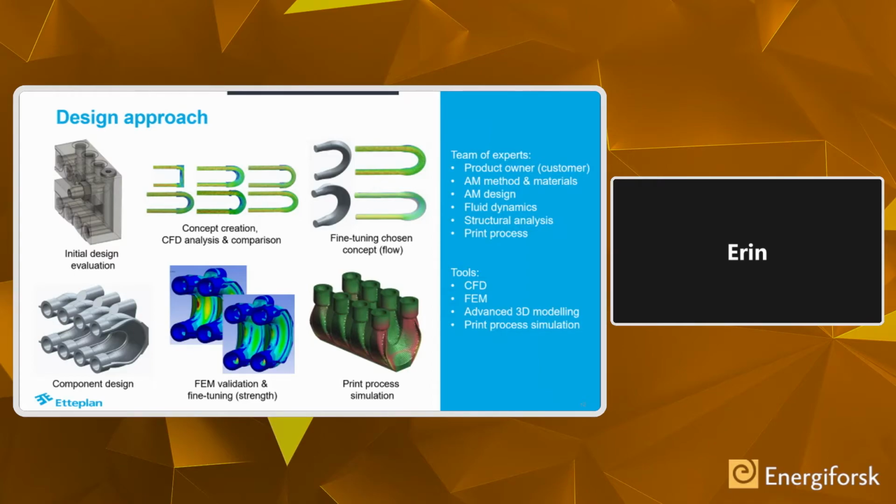And then in the end, and actually at several stages throughout, we use print process simulation to do many things, including help to position the component, analyze where support structures would be needed and how dense they should be, and then to essentially guarantee the printability of the part.